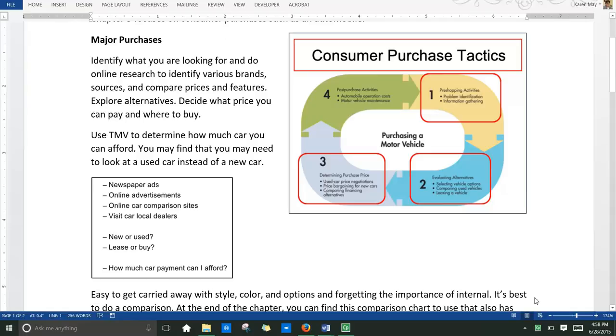Use newspaper ads, online advertisements, and online car comparison sites such as KBB, and visit local dealers last. Do you want new or used, lease or buy? We'll look at leases, the advantages of that, and how much car payment you can really afford.